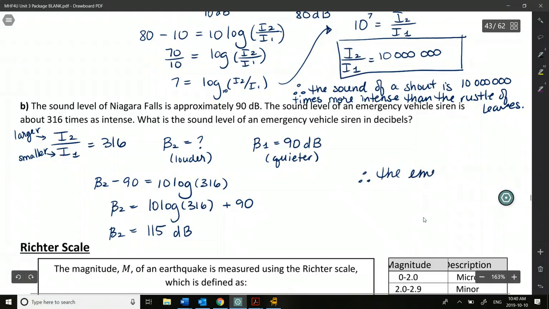And then we will do a quick therefore sentence. Therefore, the emergency vehicle siren is 115 decibels.